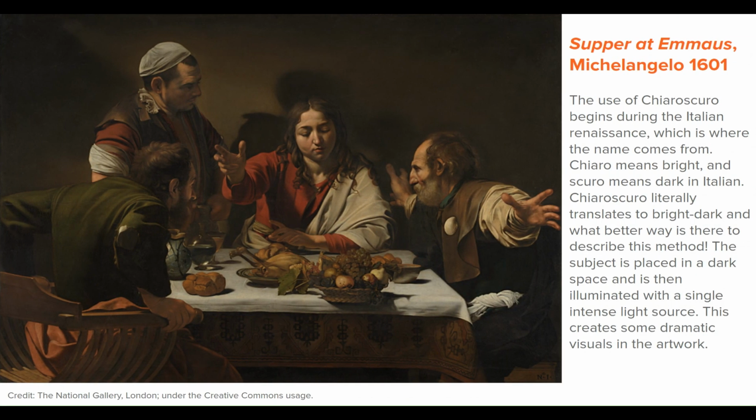The use of chiaroscuro begins during the Italian Renaissance, from which its name comes. Chiaro means bright, and scuro means dark in Italian. Chiaroscuro literally translates to bright dark, and what better way is there to describe this method? The subject is placed in a dark space and then is illuminated with a single intense light source. This creates some dramatic visuals in the artwork.